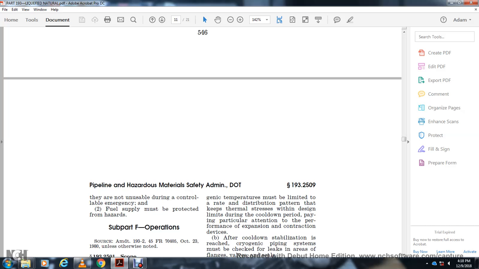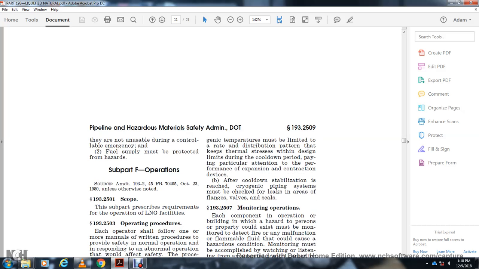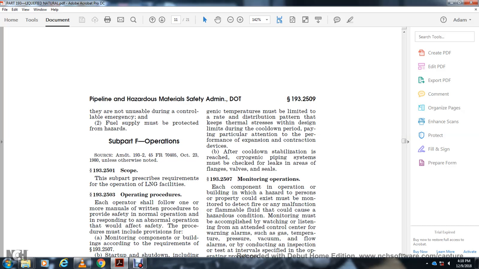All right, Subpart F, Operations. 193.2501 Scope. This subpart prescribes the requirements for the operation of liquefied natural gas and petroleum liquid natural gas facilities. Each operator shall follow one or more manuals of written procedures to provide safety in normal operation and for responding to abnormal operation, with the exception of the safety procedures, which must include the monitoring of components of the facility according to the requirements of 193.2507.